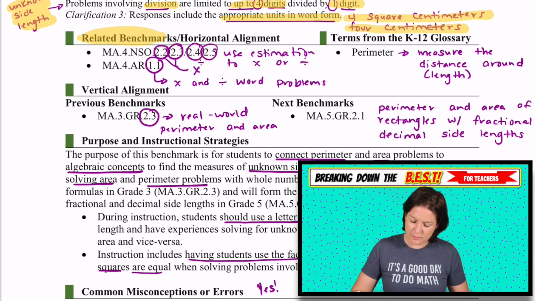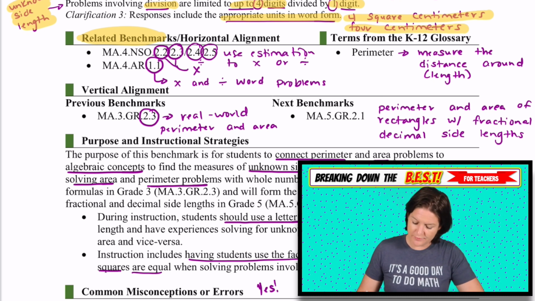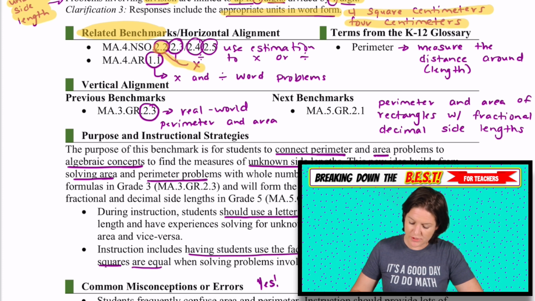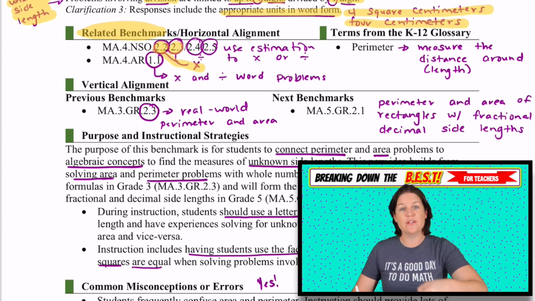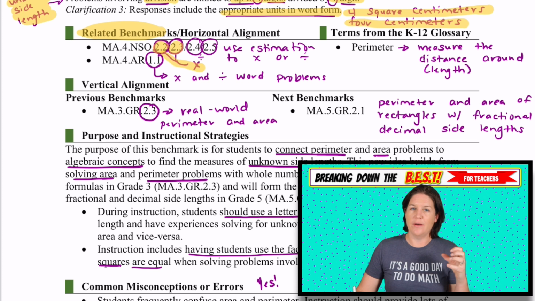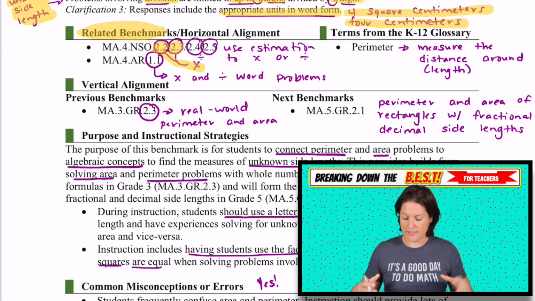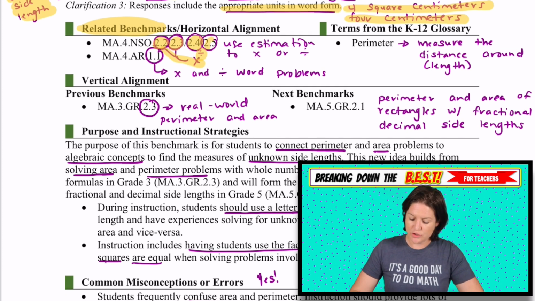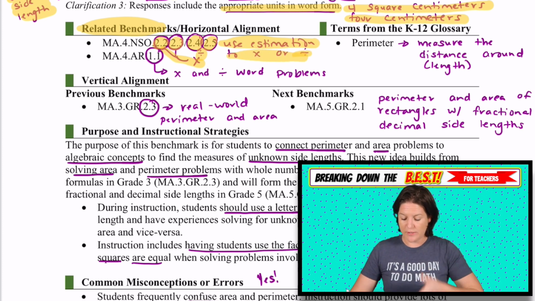Some related benchmarks that we need to connect with this one. We've got 4.NSO.2.2, that is the multiplication standard, actually both 2.2 and 2.3. One is with more of a model, visual, breaking down, exploring, and one is with the standard algorithm. 2.4 is our division standard, and 2.5 is using estimation to multiply and divide. The reason why this is there is because we are definitely multiplying and dividing to find unknown lengths, so we'll be incorporating that.